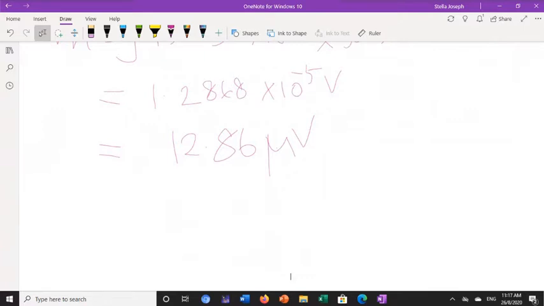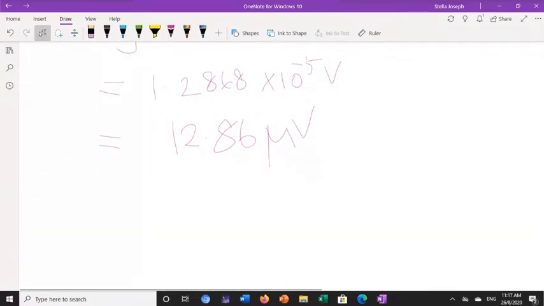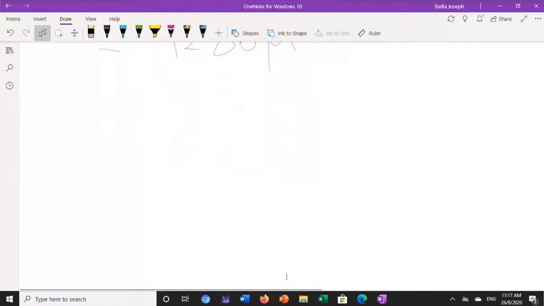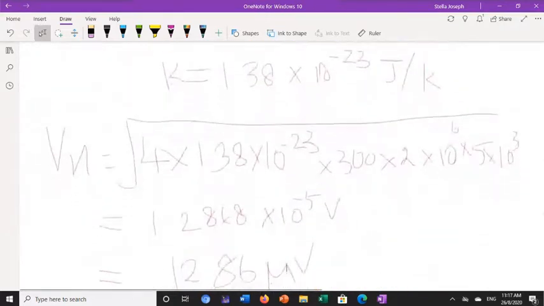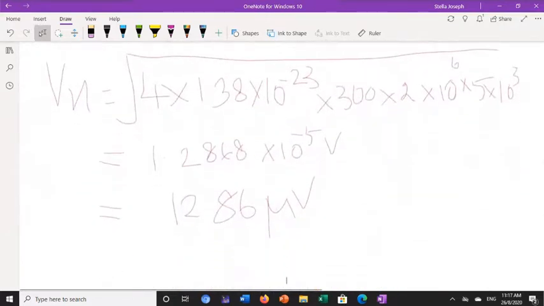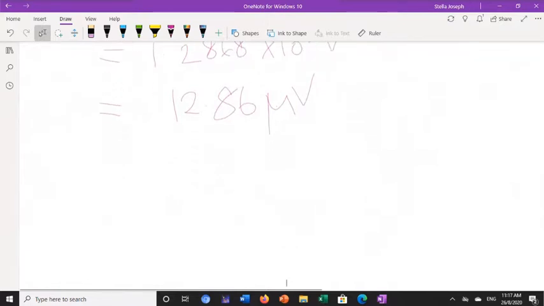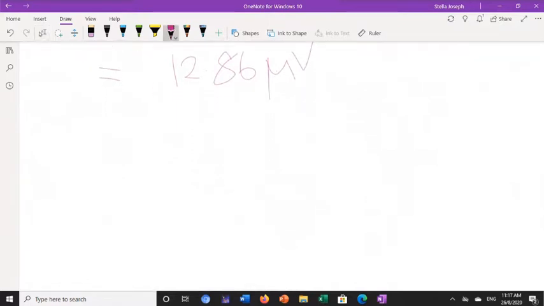Good. So now you are thorough with the thermal noise. Okay, now we'll go for the next part. Put the heading: signal to noise power ratio.